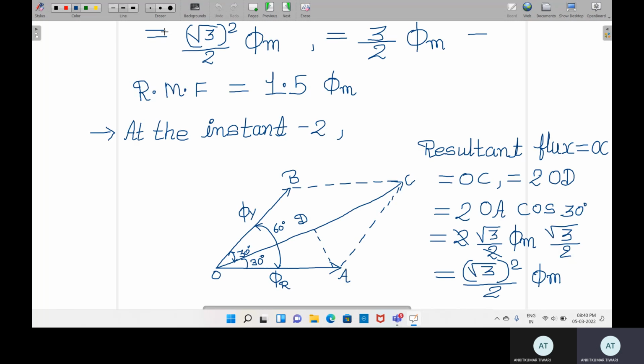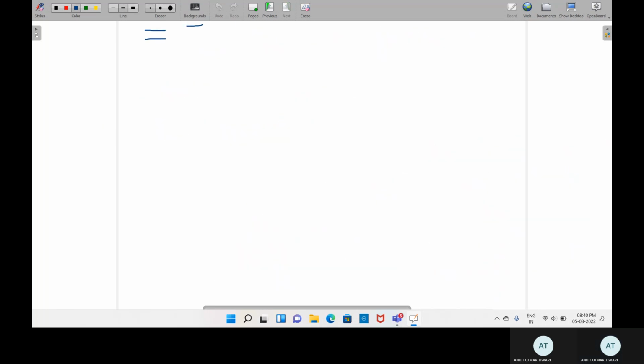It will be 3 by 2 phi m. Means the resultant magnetic field equals 1.5 phi m.